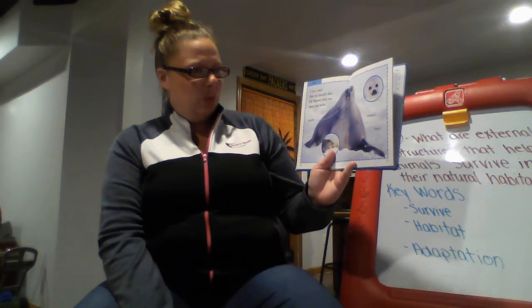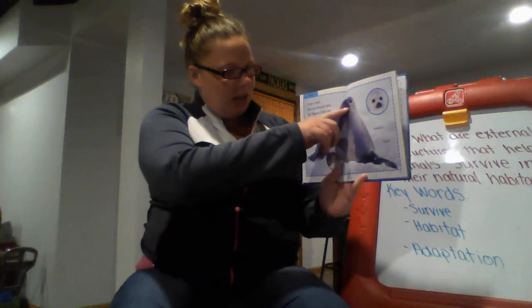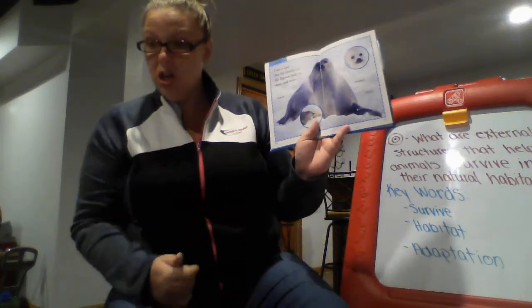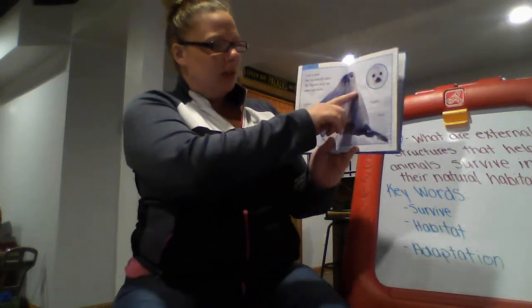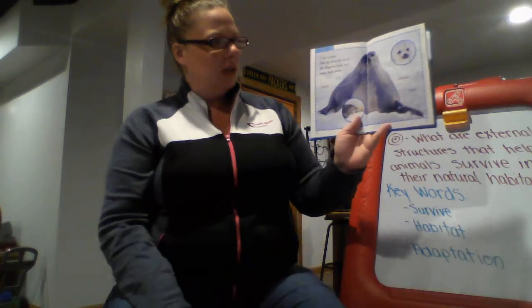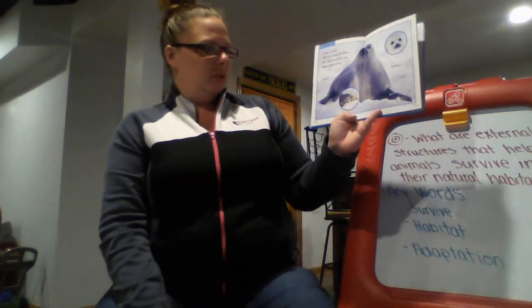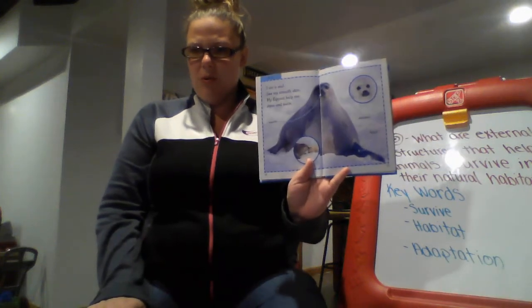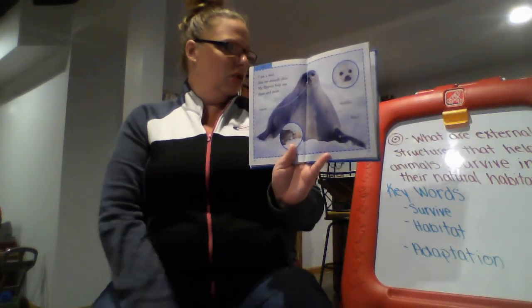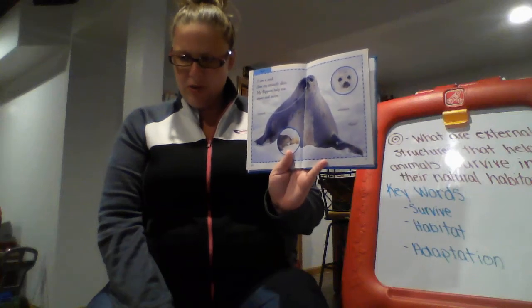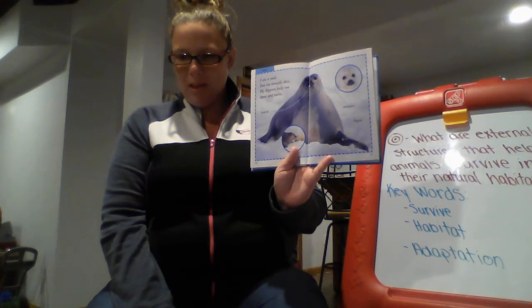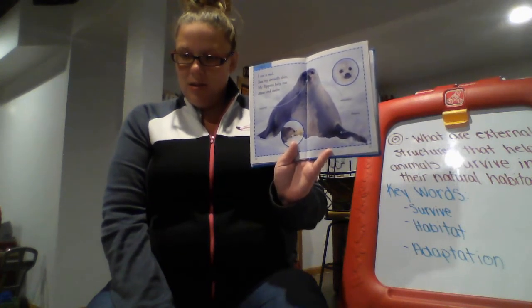I am a seal. See my smooth skin? My flippers help me steer and swim. Here is his nostrils, another name for your nose. His whiskers, his flippers. Those flippers. What does it say that he uses those flippers for? Those external structures of flippers. What are they used for? Swimming and steering.